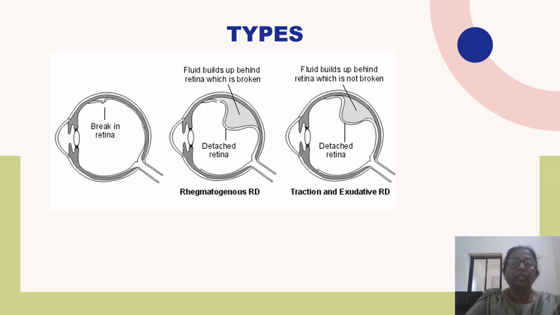So here you can see the types. First one, rhegmatogenic retinal detachment. You can see the retina is detached, and fluid builds up behind the retina which is broken. In traction and exudative retinal detachment, fluid builds up behind the retina which is not broken. So here there is a break in the retina.